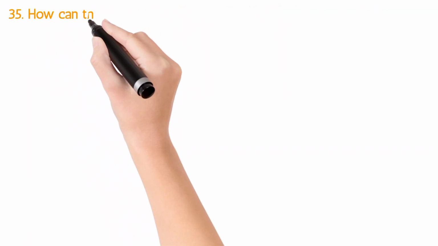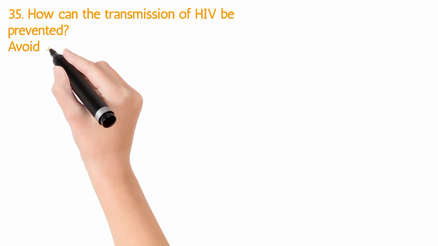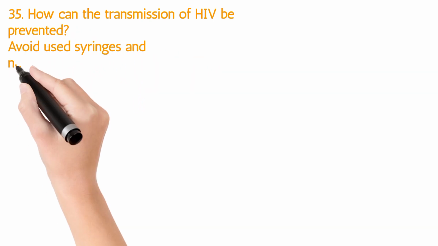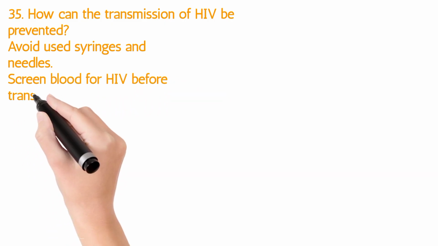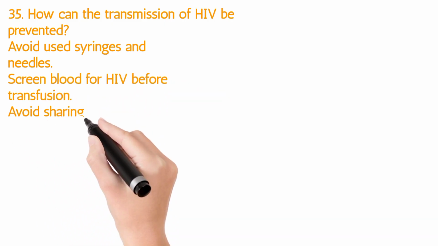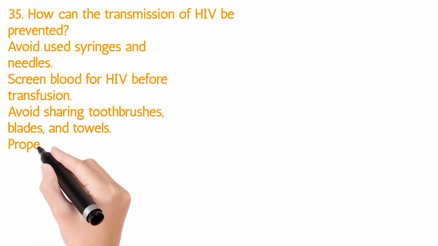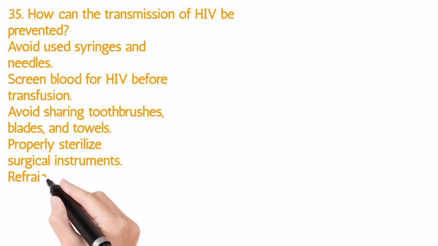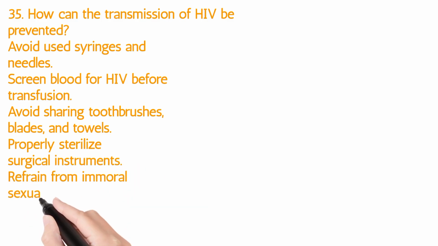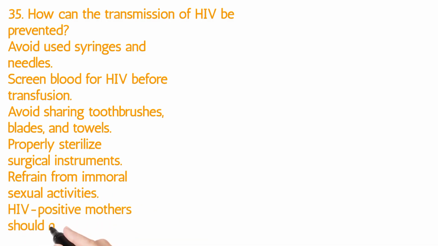Control measures against HIV transmission. 35. How can the transmission of HIV be prevented? Avoid used syringes and needles. Screen blood for HIV before transfusion. Avoid sharing toothbrushes, blades, and towels. Properly sterilize surgical instruments. Refrain from immoral sexual activities. HIV positive mothers should not breastfeed.